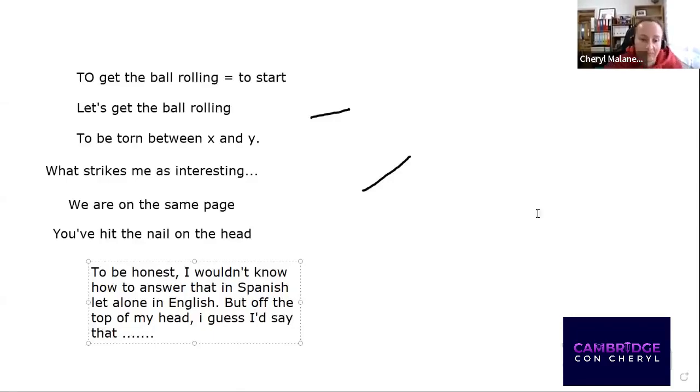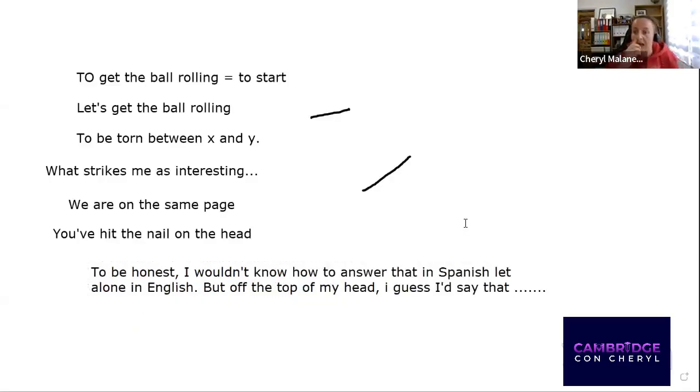So if someone asks me, for example, Cheryl, how can we solve the financial crisis? Oof. Well, to be honest, I don't know how to answer that in English, let alone in Spanish. But off the top of my head, I guess I'd say that I don't actually know how I would solve this. I guess I'd say that we need to get a new government, and that will solve the problem.